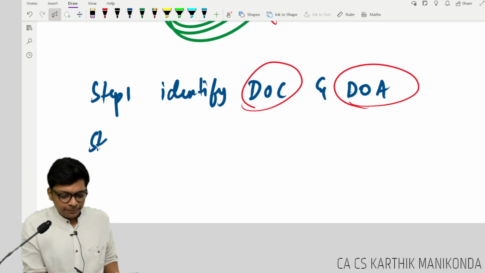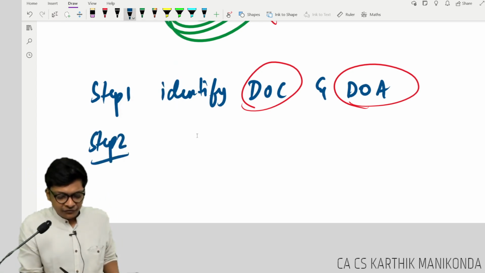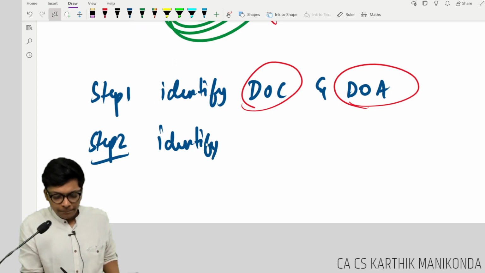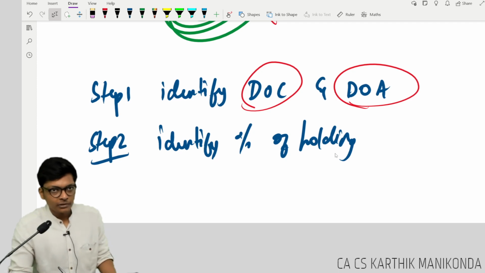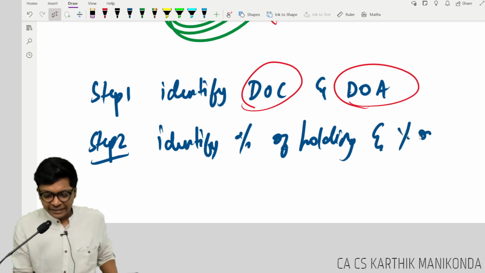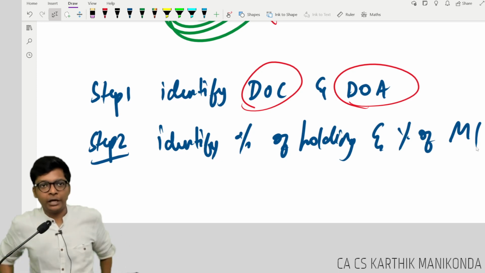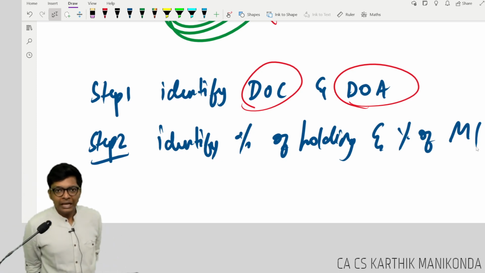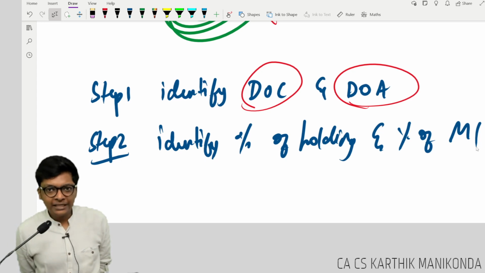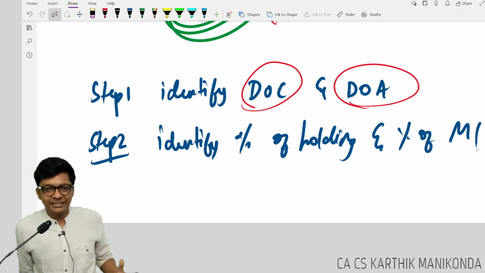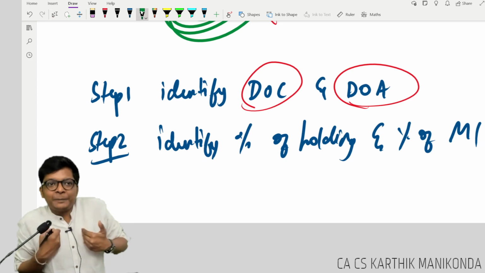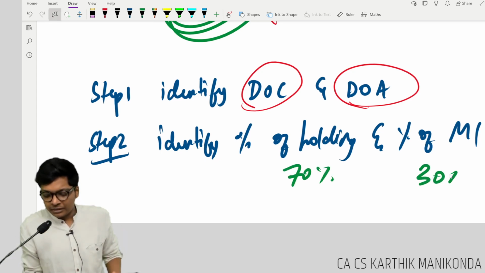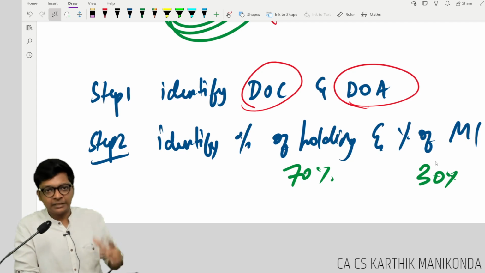Second, step 2, identify percentage of holding and percentage of minority interest. Are you following, guys? Identify percentage of holding and identify percentage of minority interest. We will do all sums using these steps. Then you will see how simple it is with logic. Why I am finding percentage of holding? I should know what is my share. Let's say 70%, 30%. Are you following, guys? This is the second step.